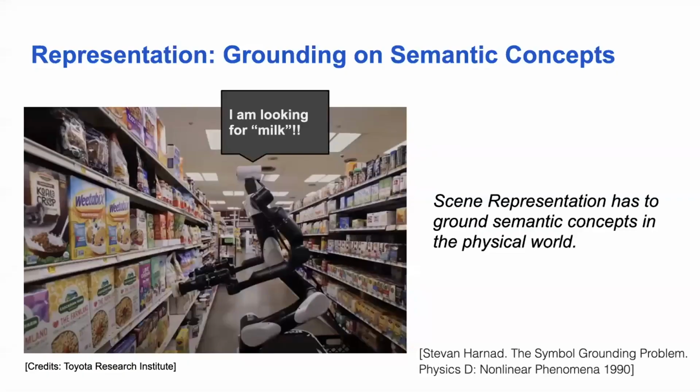Yeah, so just to recap, the first requirement that we discussed, our scene representation should have is viewpoint invariance. The second one is grounding of semantic concepts. In this case, it's the milk, but it should be all other concepts that we use in natural language. And this is called the symbol grounding problem, the symbol being the word or the semantic concept that we have, and grounding meaning in the physical world.